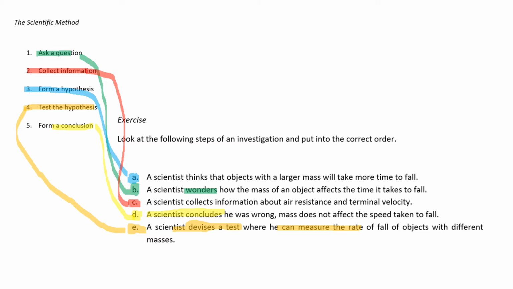After they guess what will happen, they need to test it. So they need to make an experiment. In an experiment, they can measure the rate of falling objects with different masses. And at the end, the scientists conclude that he was wrong. The mass did not affect the speed taken to fall, the time taken to fall.